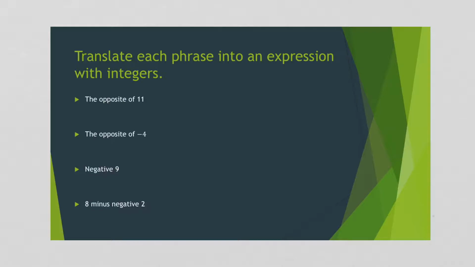Okay, in the last page, we are translating each phrase into an expression with integers. And so, to translate this first one, the opposite of 11, what is the opposite of 11? It's just negative 11. What is the opposite of negative 4? It is positive 4. Now, in this next one, they're not asking us for the opposite. They're just saying write negative 9 down. So, there you go. And then the last one, 8 minus negative 2.